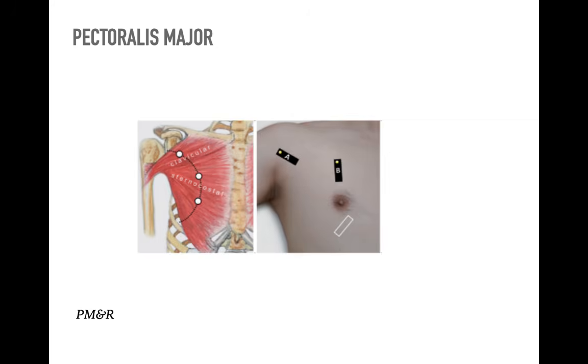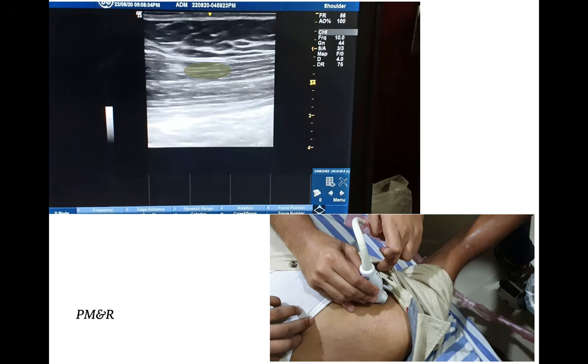Some of the common muscles in the upper limb which are affected by spasticity, including pectoralis major, will be discussed. Pectoralis major has clavicular and sternocostal heads, so it's better to inject at 2 points for better results. This is a patient lying cephalocaudal, and this is the upper limb. This is the area where you can see pectoralis major.